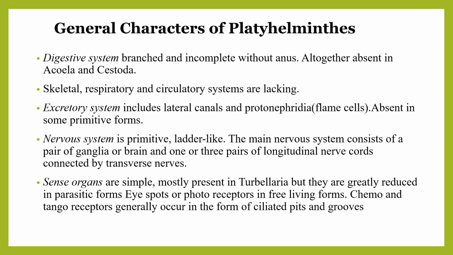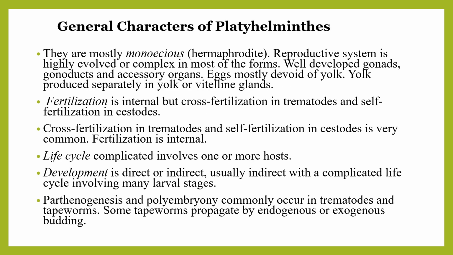The main nervous system consists of a pair of ganglia or brain, and one or three pairs of longitudinal nerve cords connected by transverse nerves. The sense organs are simple, mostly present in Turbellarians, but they are generally reduced in parasitic forms. The eye spots or photoreceptors are found in free-living forms. The chemoreceptors and tangoreceptors generally occur in the form of ciliated pits and grooves.